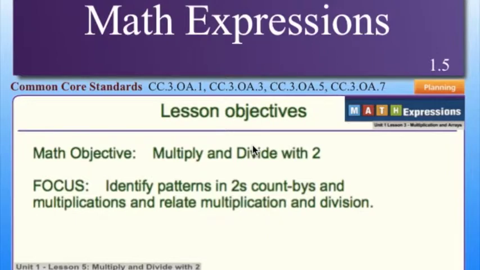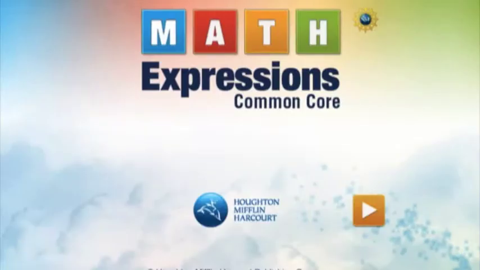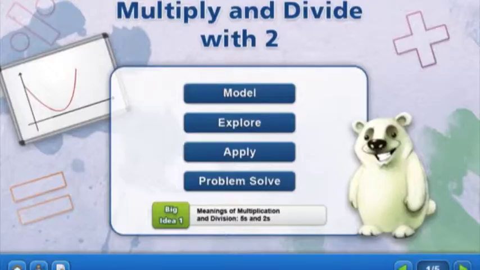Here's my title page, and if you notice, we're going to be identifying patterns in 2's when we do our count bys and in multiplication, and we're going to relate that multiplication with division. Let's get started with a quick model of what I want you to know how to do. We're going to model, explore, apply, and problem solving.